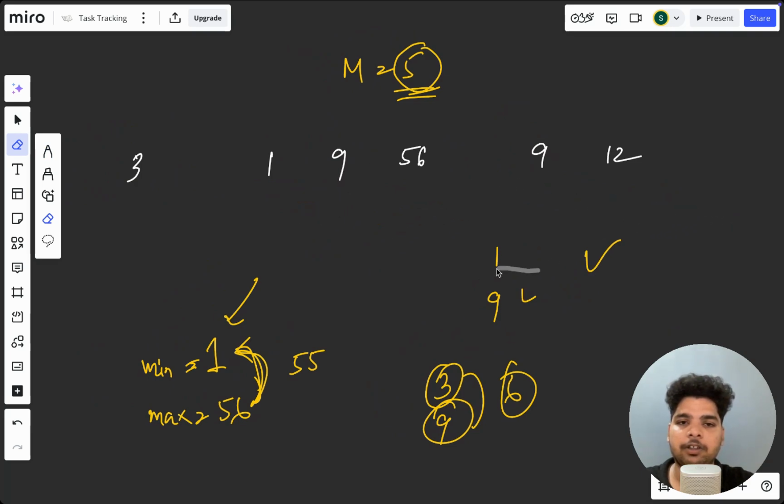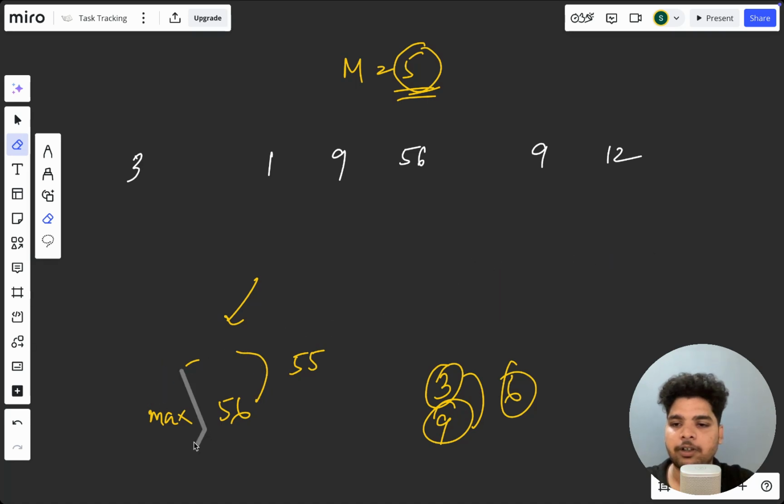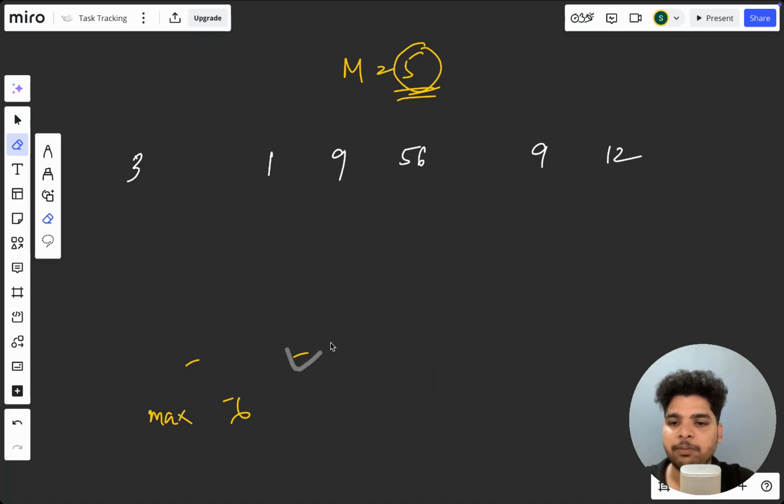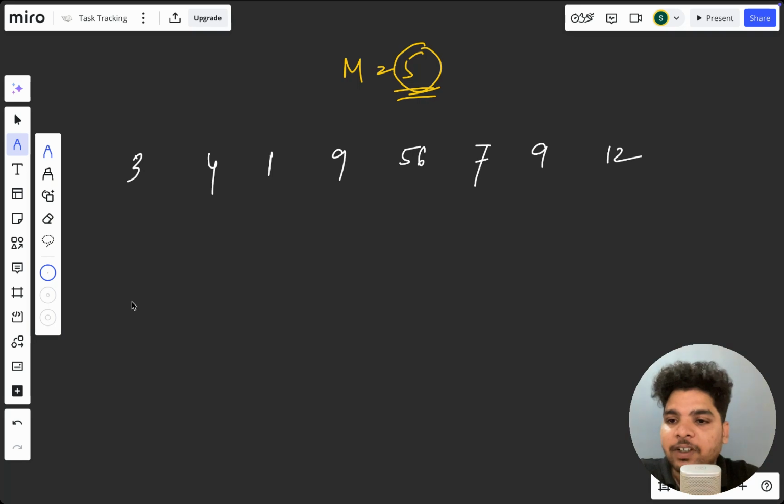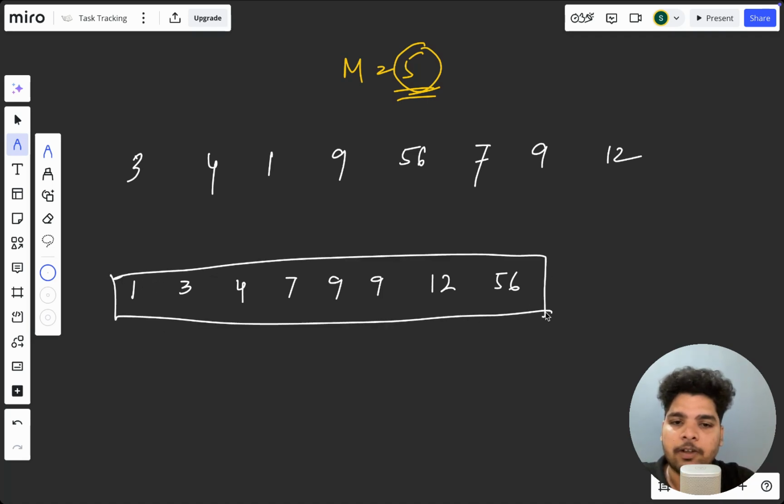Let's remove them. Then it was basically 4 and it was 7, right? So let's say first I sort the array. It will be 1, then 3, then 4, then 7, then 9, then 9, 12, and at last it will be 56. So if I put it inside an array, it will look like this.